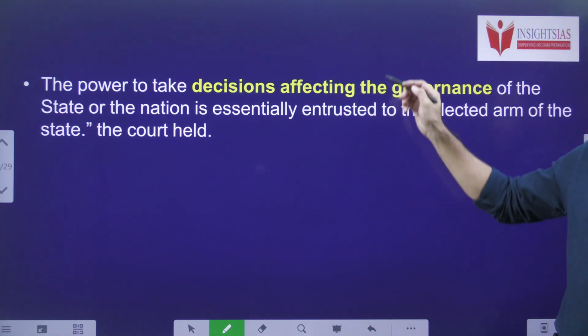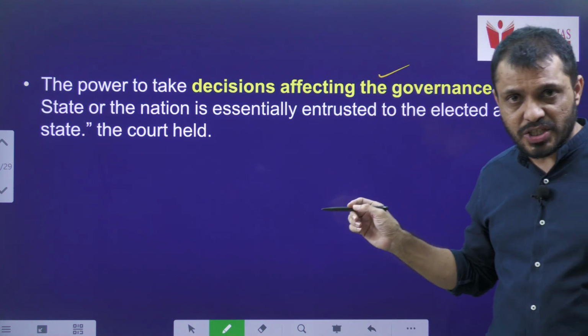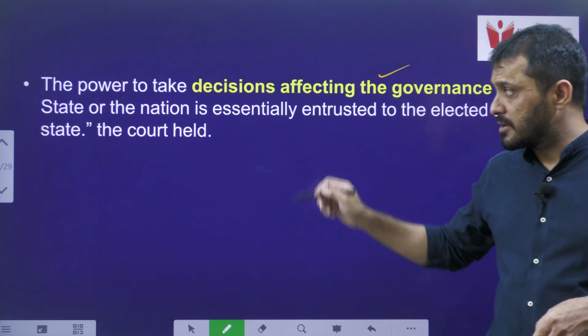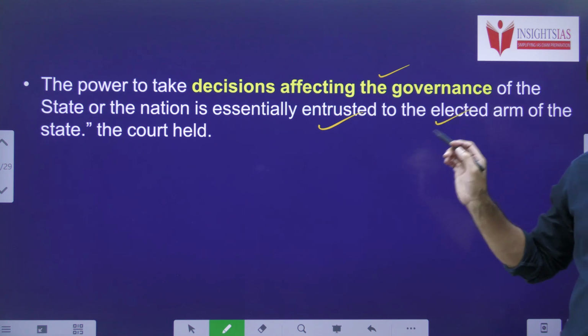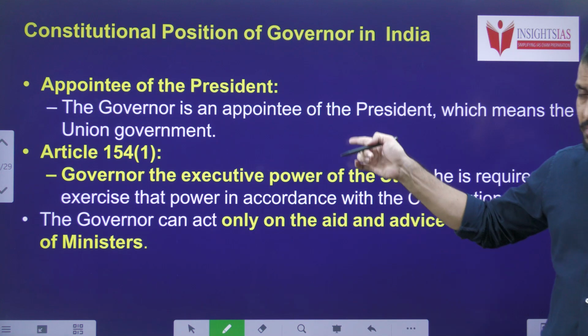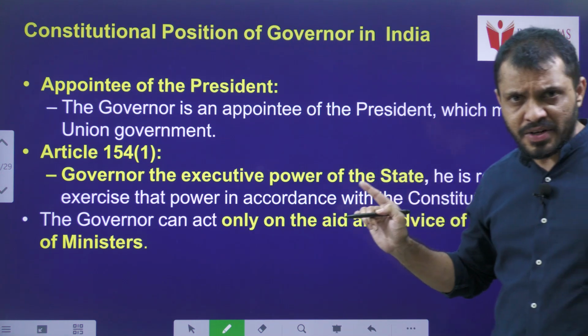The power to take the decisions affecting the governance of the state, okay, these kind of decisions governor should not take. These are essentially given to only the elected government, not the governor. Let's see some information regarding the governor.